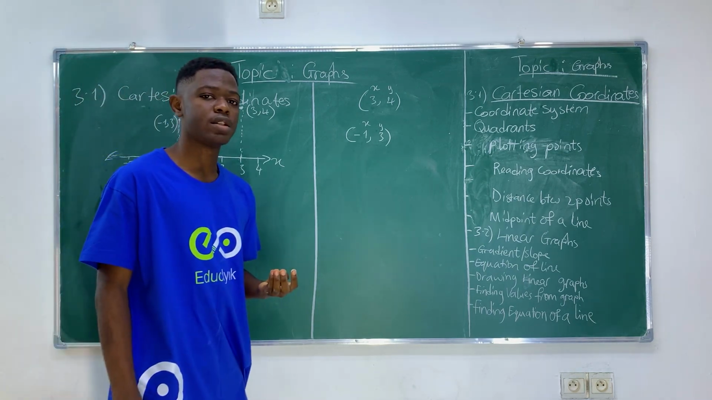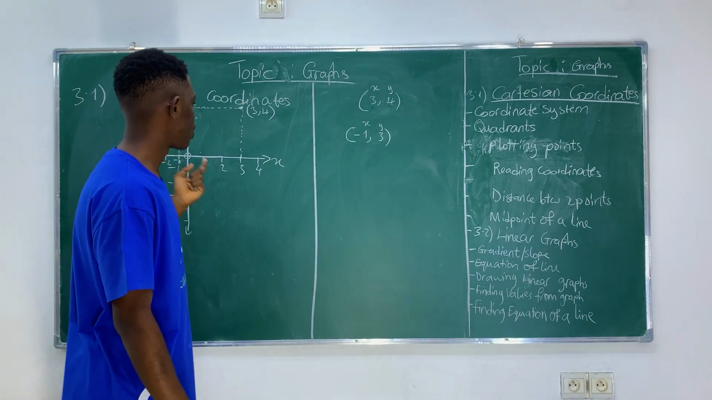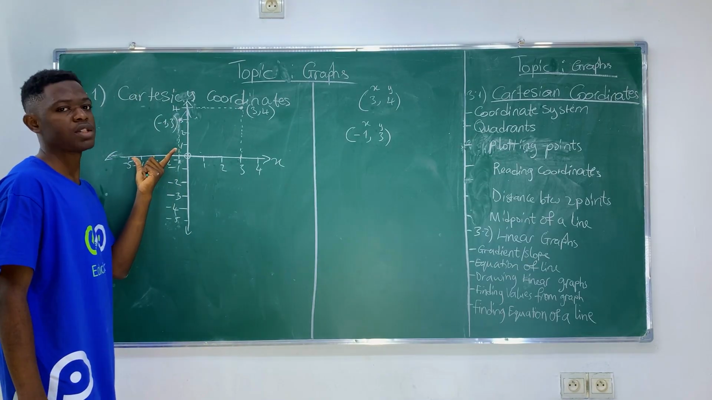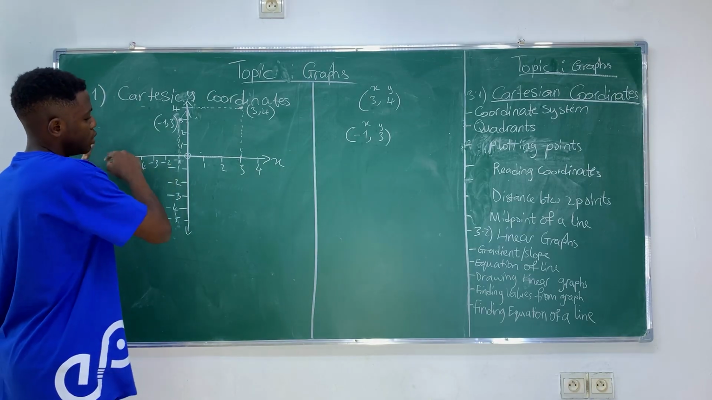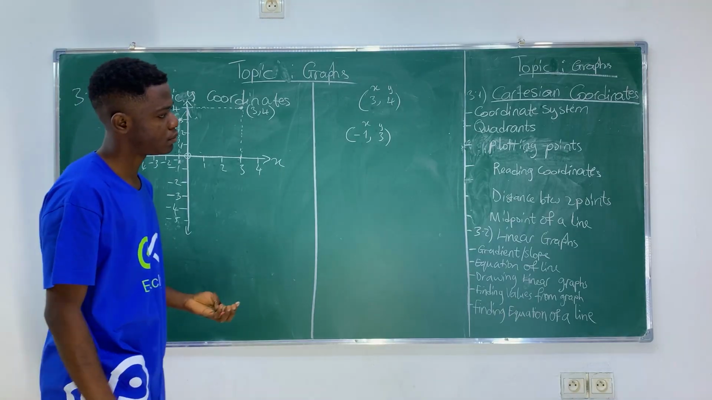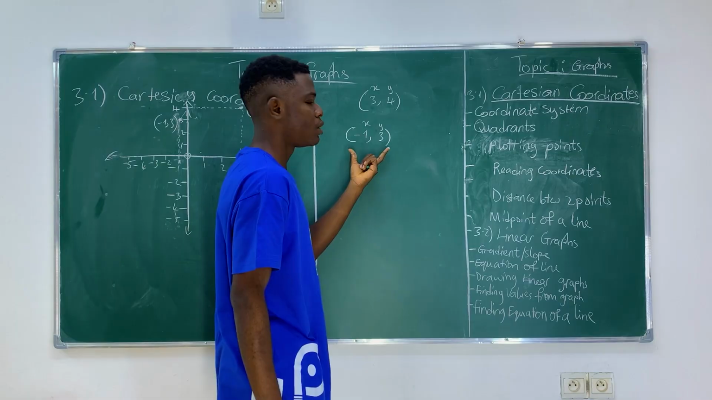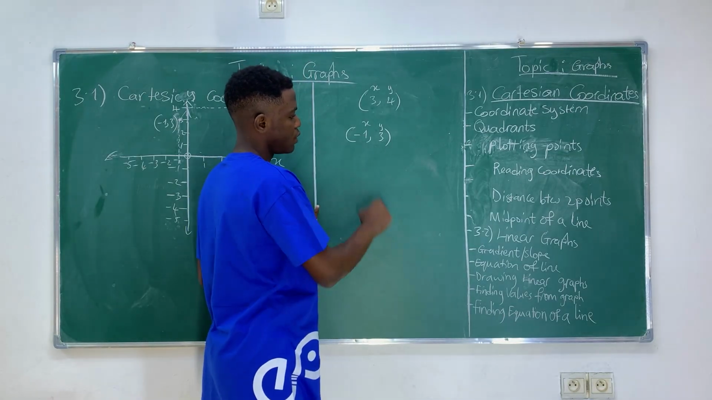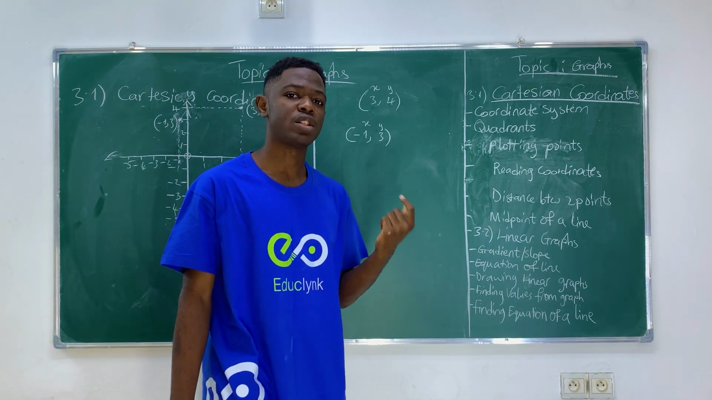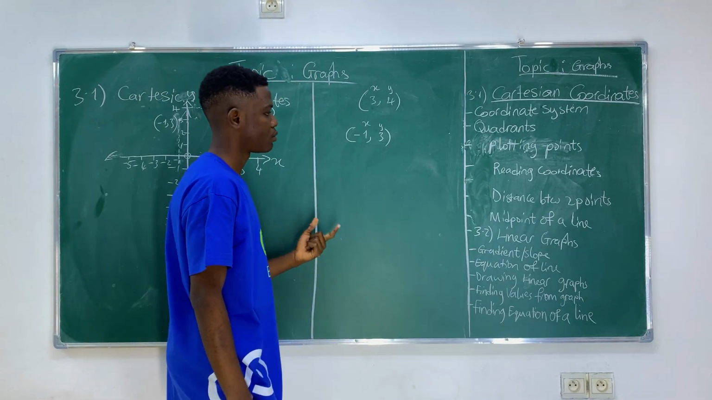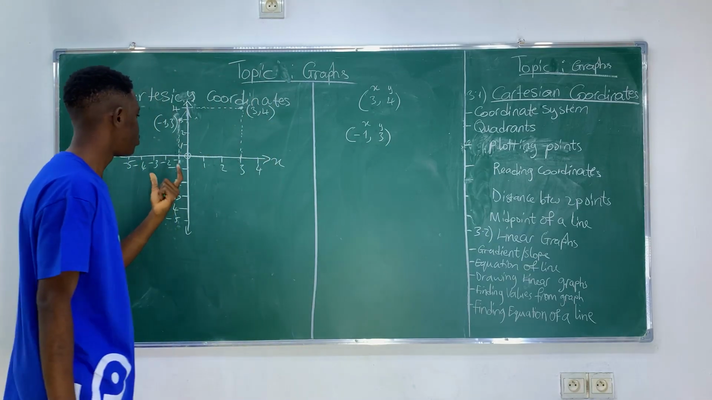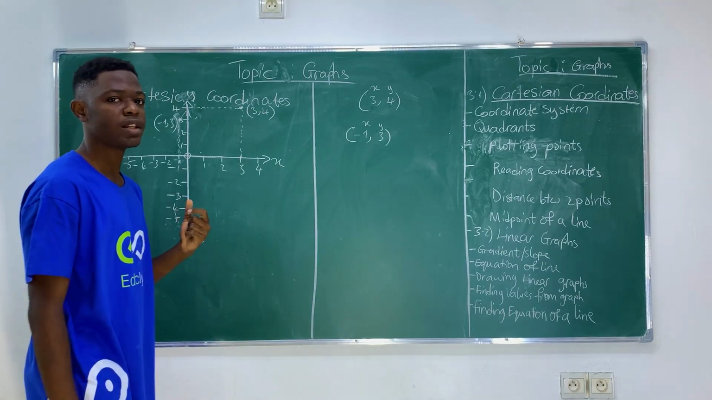And which quadrant is it? It is on the second quadrant of the graph. You can also know without even plotting, because the x coordinate is negative and the y coordinate is positive. So when you have the x coordinate negative and the y coordinate positive, you know it is in the second quadrant. Or if you don't know, you can plot the point and see that it falls in the second quadrant.